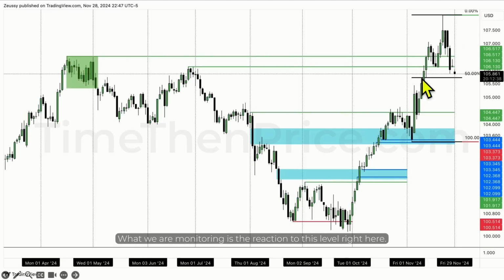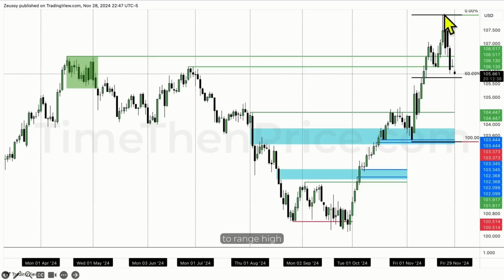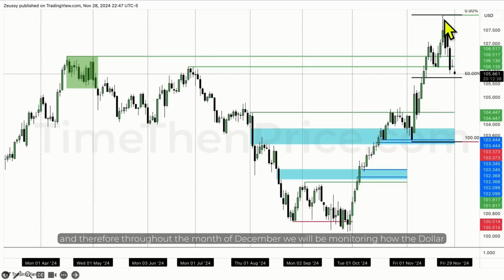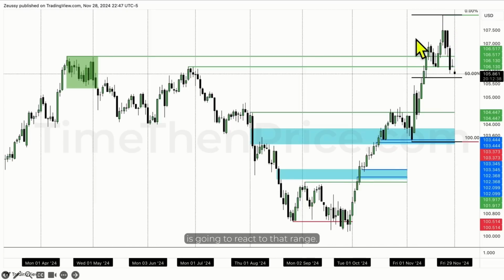What we are monitoring is the reaction to this level right here. The reason why we're monitoring the reaction to this level, and specifically the imbalance below it right here, is due to the fact that this range is the November range, from range low to range high. And therefore, throughout the month of December, we will be monitoring how the dollar is going to react to that range. This is the current dealing range of the dollar, and we will be monitoring how we're going to trade inside of that.